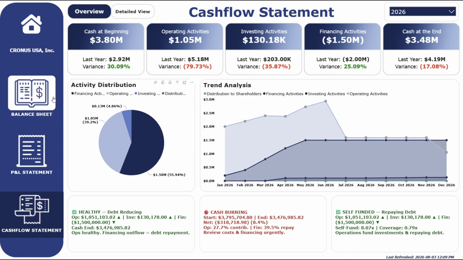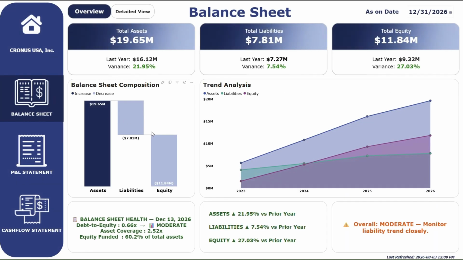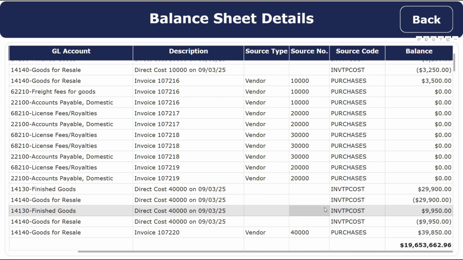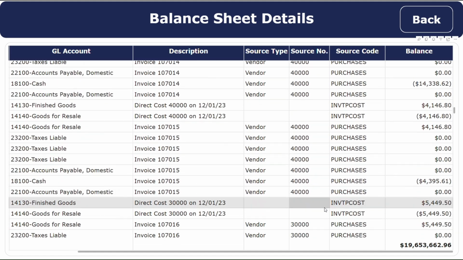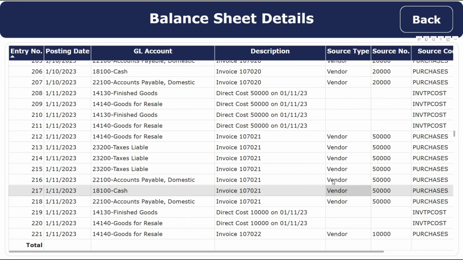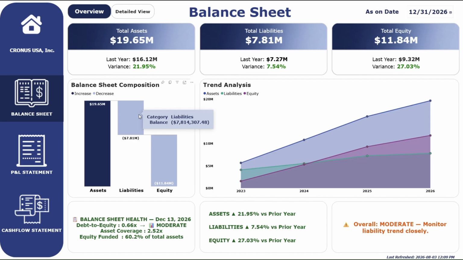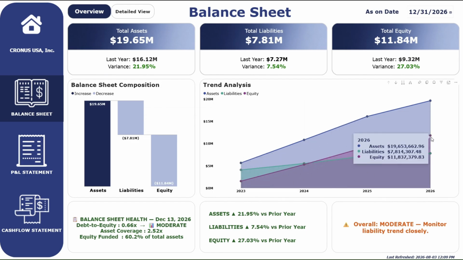Drill-down functionality allows users to move seamlessly from summarized financial information into detailed account-level transactions, making it easier to investigate balances and understand the underlying data. These interactive capabilities significantly reduce manual reporting efforts while helping finance professionals answer business questions more efficiently.